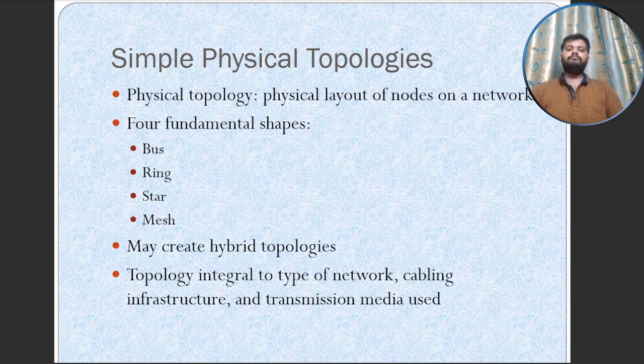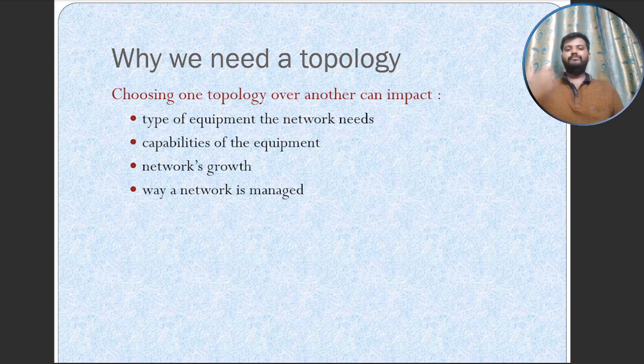Now simply, there are four types of different topologies, as I said: bus, ring, star, and mesh. Each comes with its own advantages and disadvantages. We will look at them, and with these four main topologies we can create a hybrid topology. Now why do we need topology? First, it is quite important.